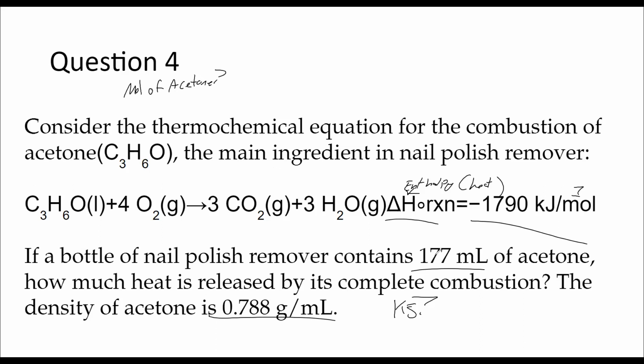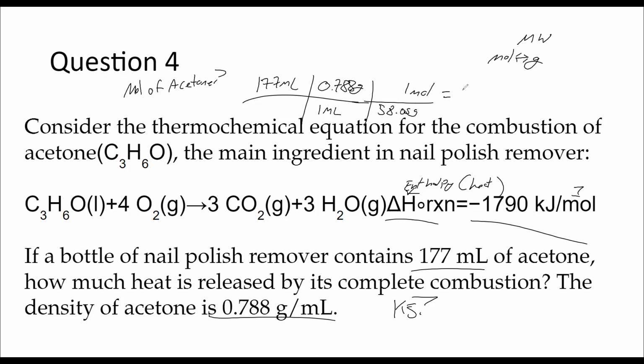So I'm given a volume and I can convert to weight by a density using our nifty train track. So I have 177 milliliters. For every 1 milliliter, I have 0.788 grams. Then I need to look up the molecular weight of acetone, because hopefully you have not forgotten that to go from moles to grams or vice versa, you need molecular weight. So acetone is 58.05 grams for 1 mole. And this amount of acetone we have is 2.4 moles.